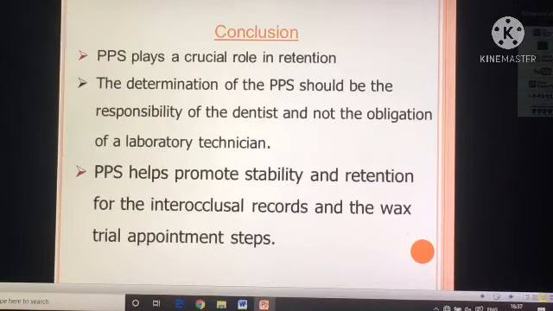Thus we can conclude this session. The posterior palatal seal area plays a crucial role in retention, and the determination and identification of the posterior palatal seal is the responsibility of the dentist and not the duty of a laboratory technician. If you have recorded the posterior palatal seal properly, it will enhance the stability and retention of the interocclusal record and further trial appointments. So if you are attending a 20 marker question on posterior palatal seal, it is always good to conclude your answer with these important points.